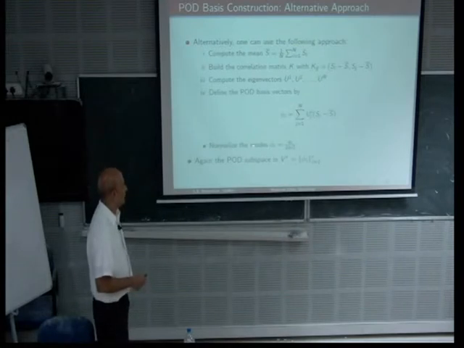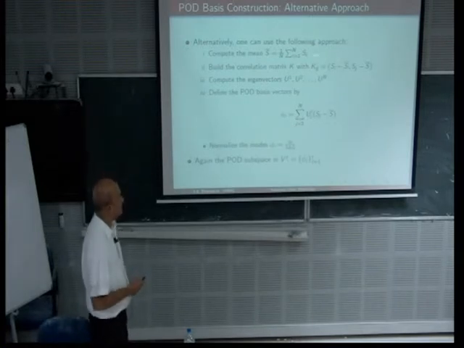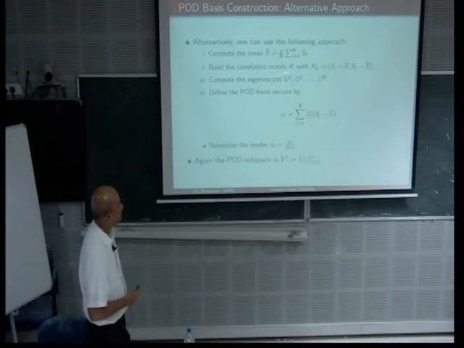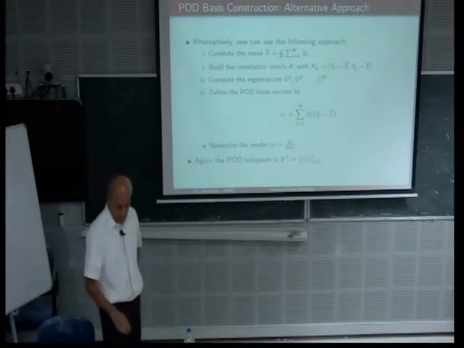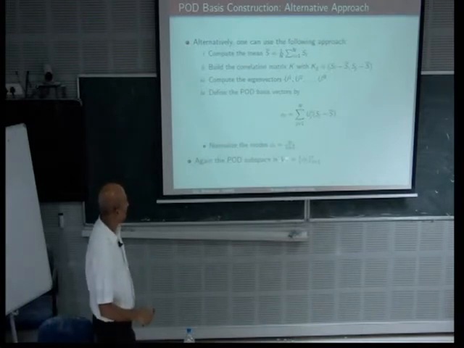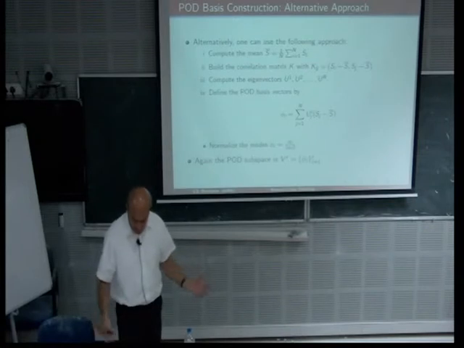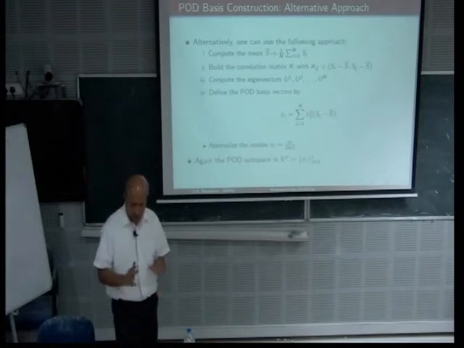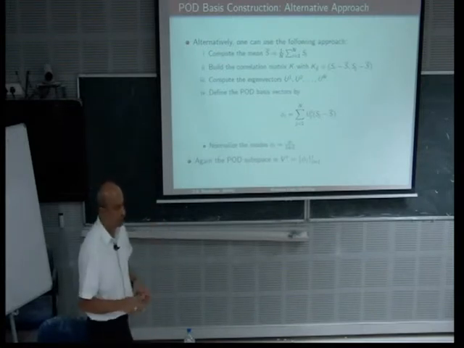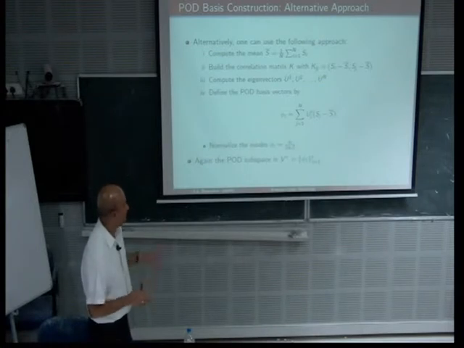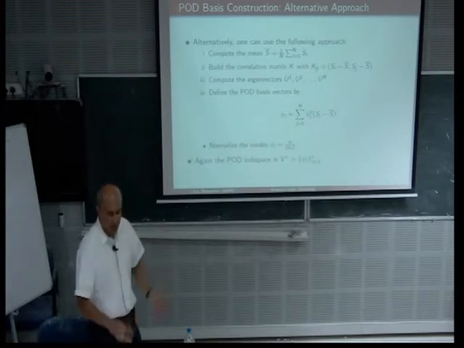You can even normalize these modes or basis functions so that you get a normal basis. This matrix is symmetric, so these vectors can be selected to be orthogonal. Again, the POD subspace is the span of these basis functions. I forgot to put span here. So you take the basis vectors, span them, and that gives you the subspace to work with. Once you have this basis and the subspace, you can do a Galerkin projection of your Navier-Stokes or whatever your PDE, project it onto the subspace, and you get the reduced order model.